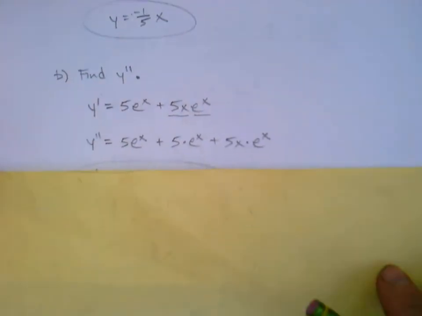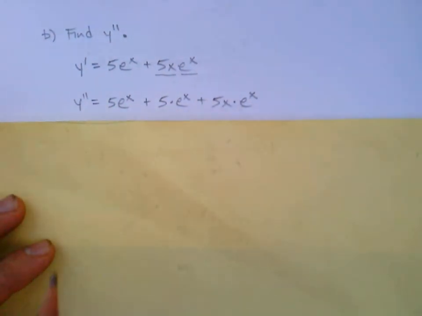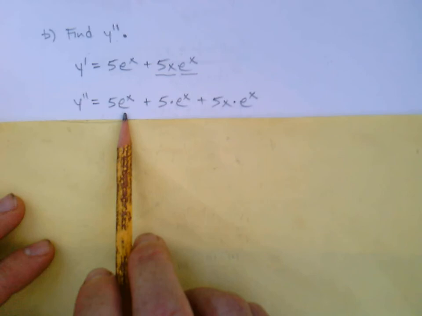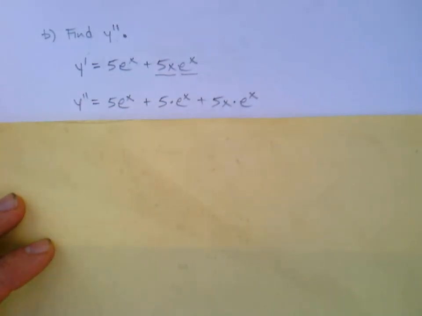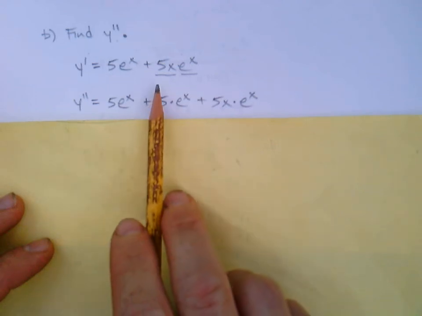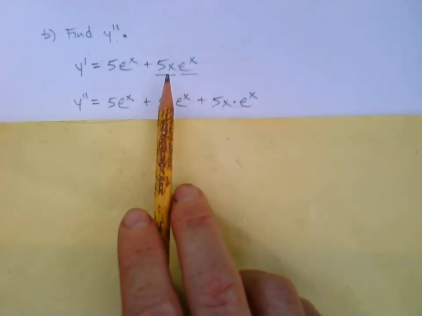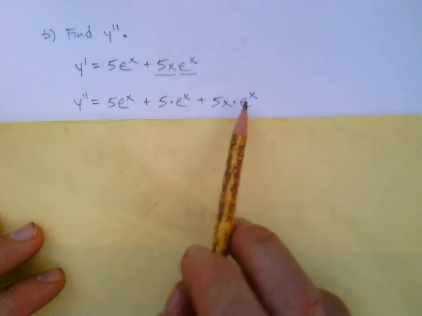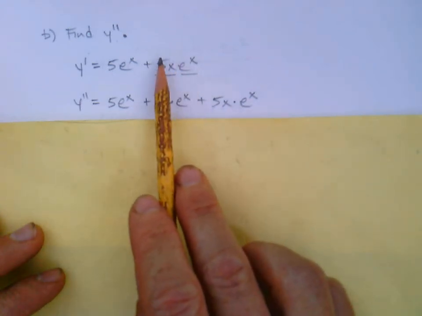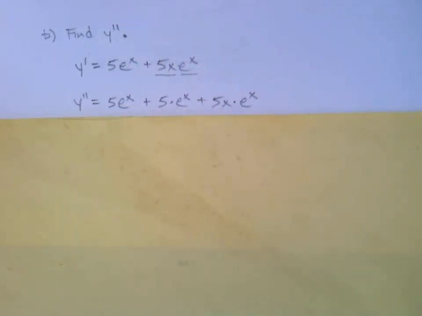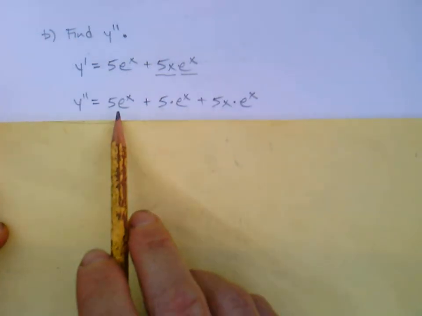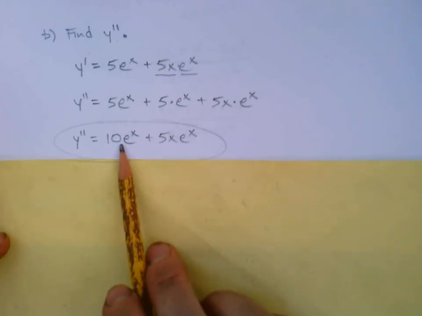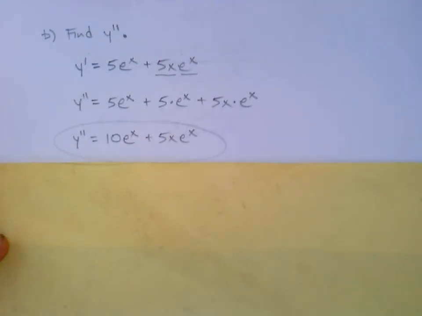For this first part, the constant multiple 5 carries down, and the derivative of e to the x is still e to the x. Then we move to the product rule. That's actually the original function again, which is kind of nice. So we get 5 times e to the x plus 5x times e to the x, and these two come from just that piece there. We might as well simplify it. There's not much to do: 5e to the x plus 5e to the x, we can combine. So 10e to the x plus 5x e to the x. There's our final answer for the second derivative.